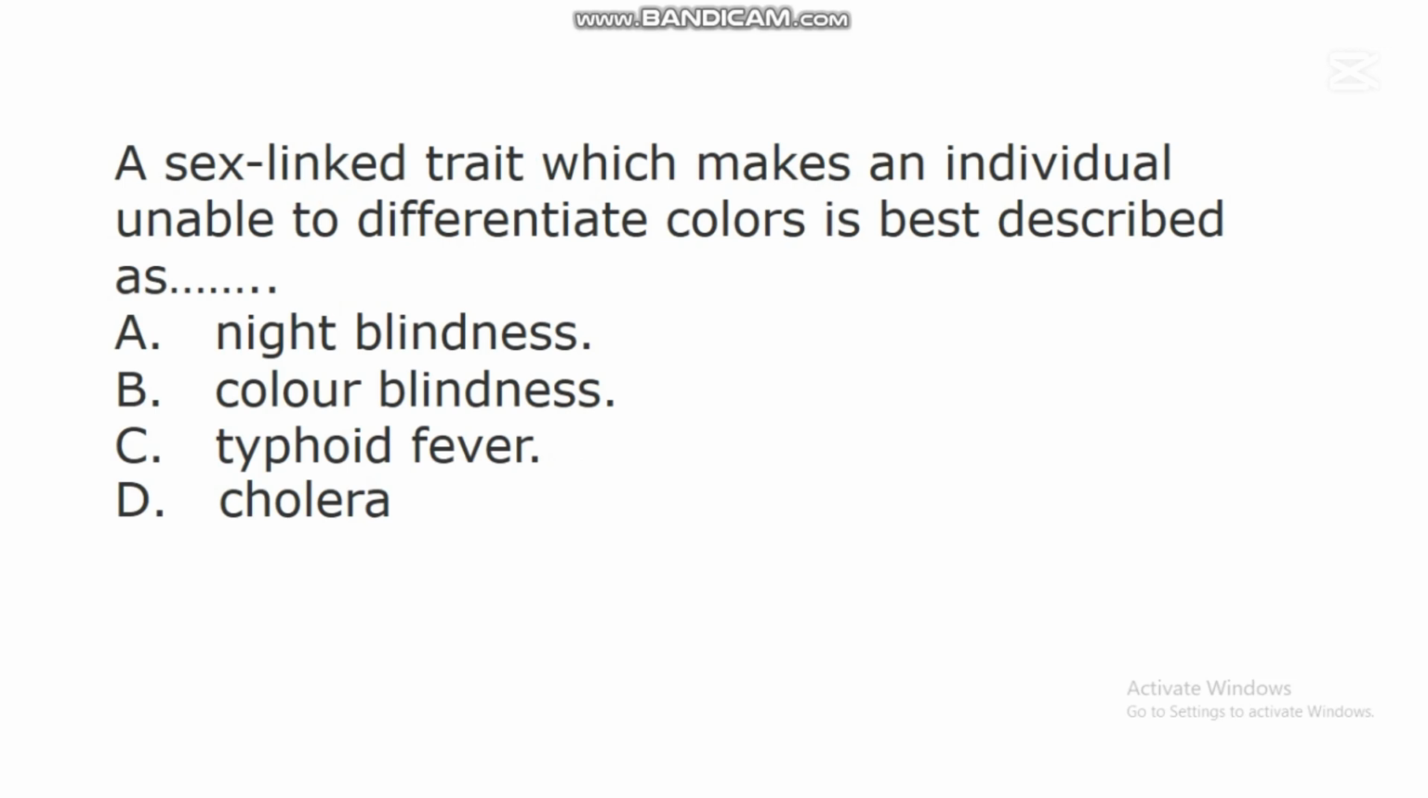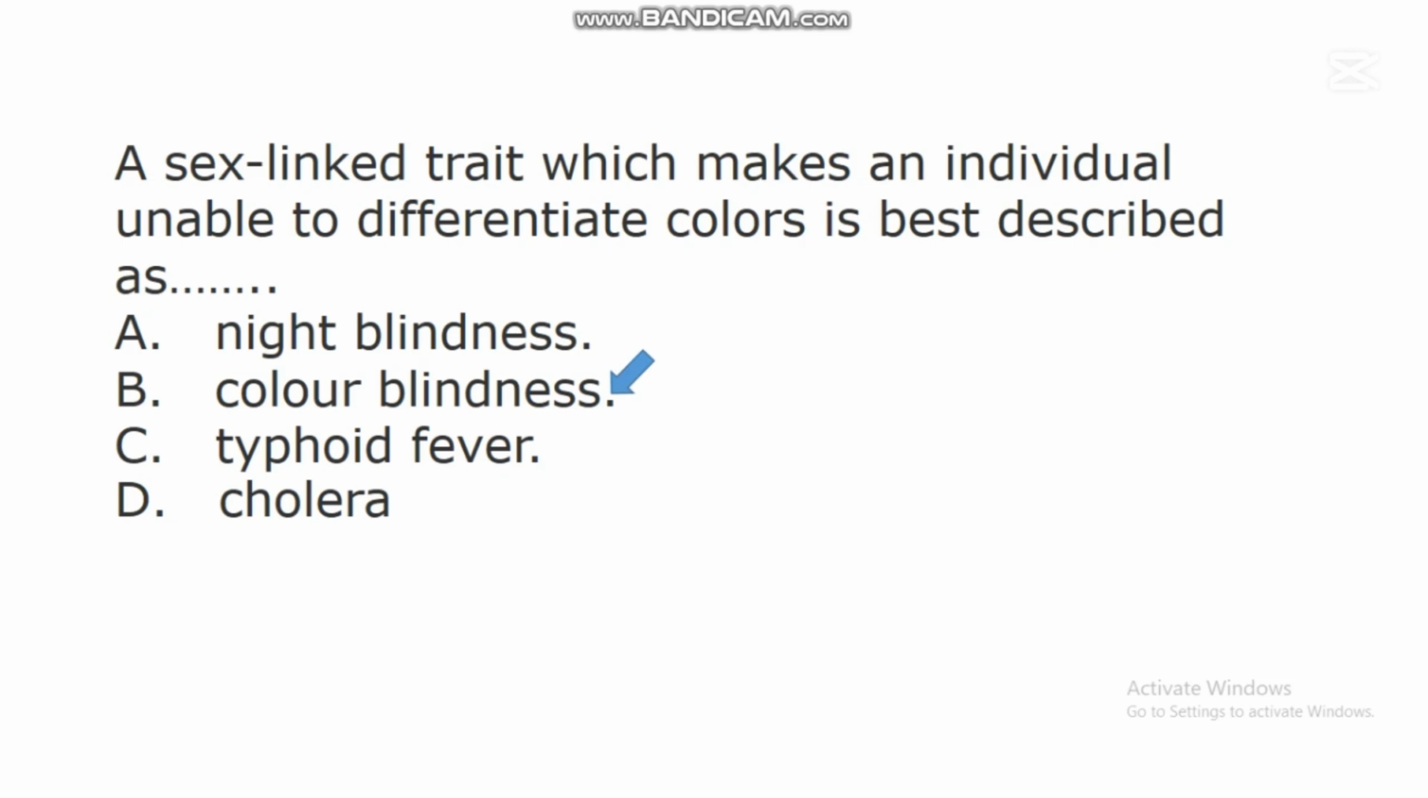The next question says, a sex-linked trait which makes an individual unable to differentiate colors is best described as dash. A, night blindness. B, color blindness. C, typhoid fever. D, cholera. In this question, the correct answer is B, color blindness.